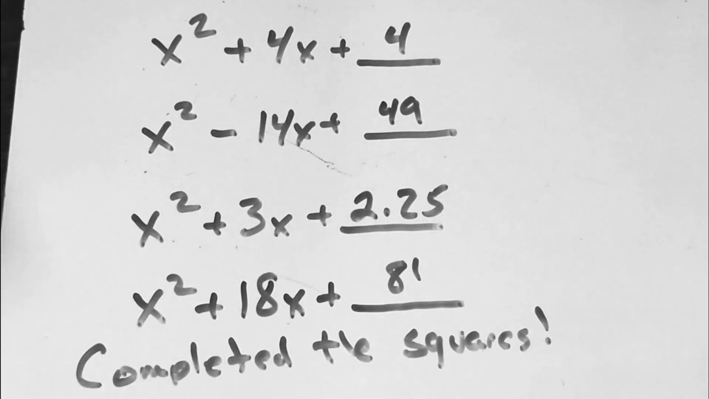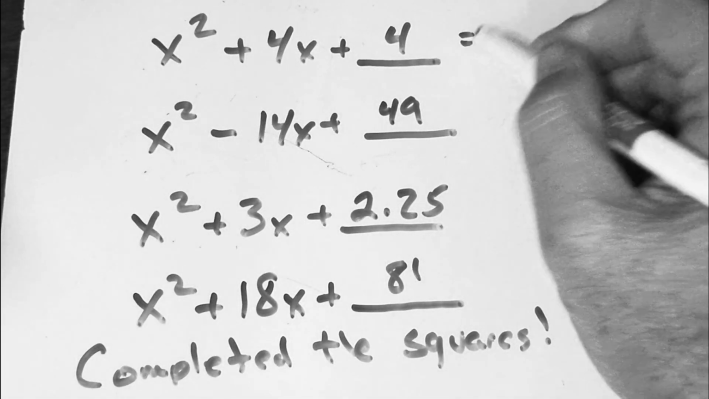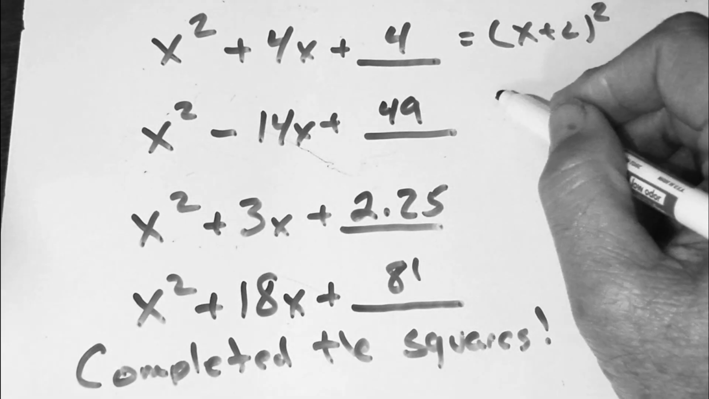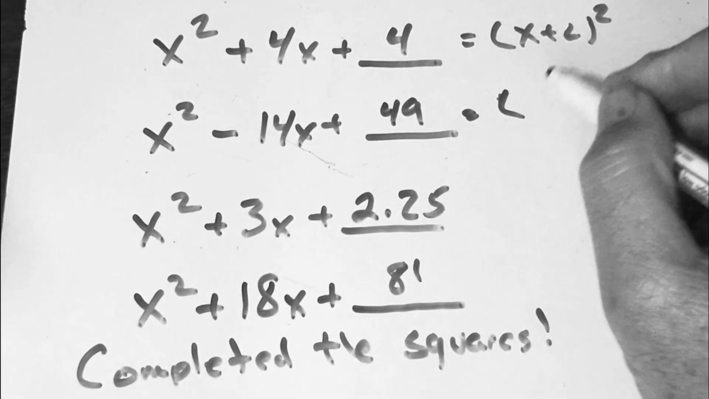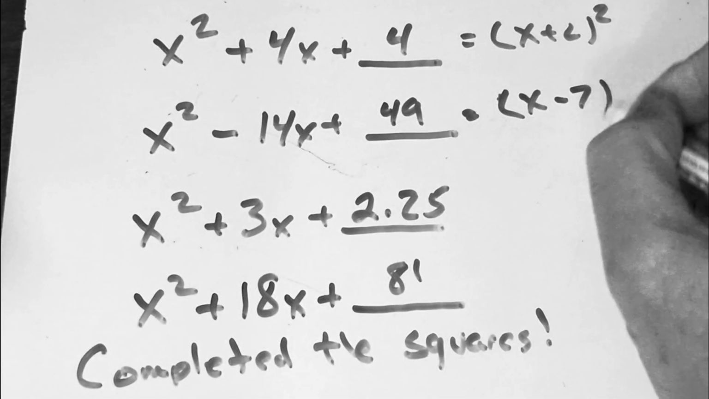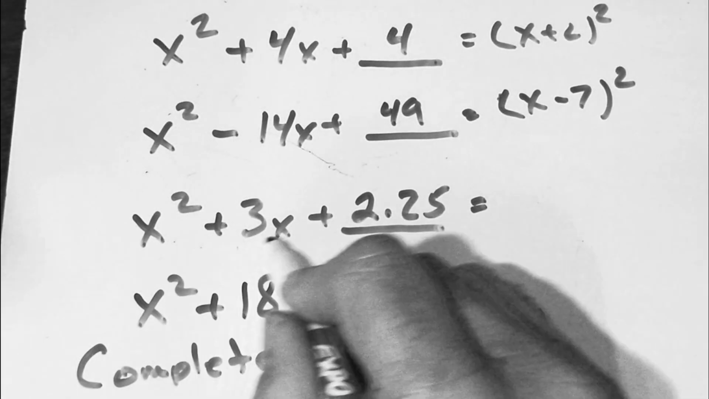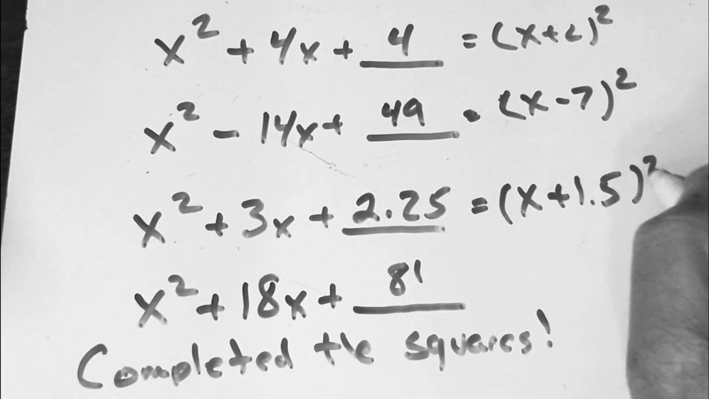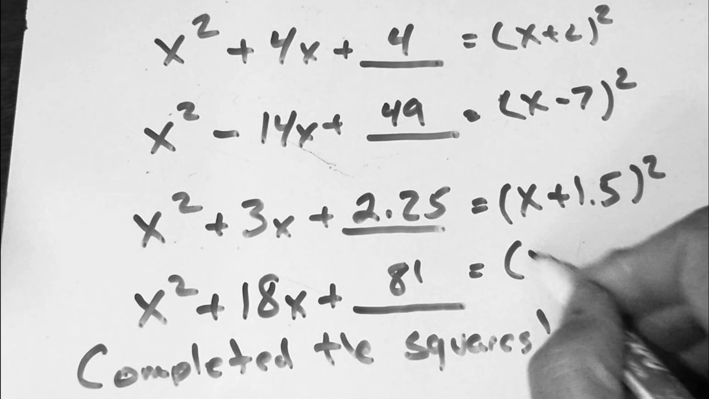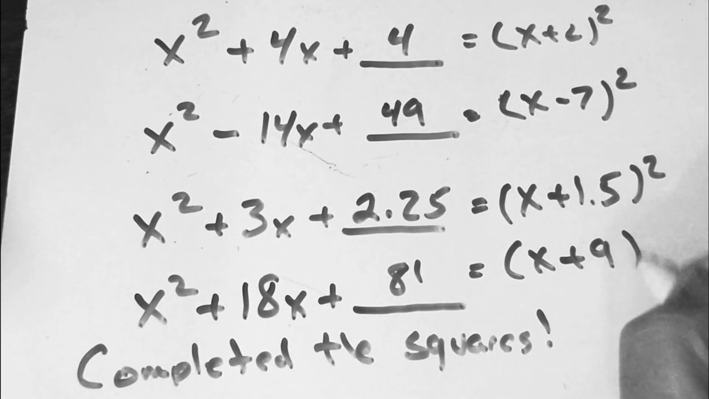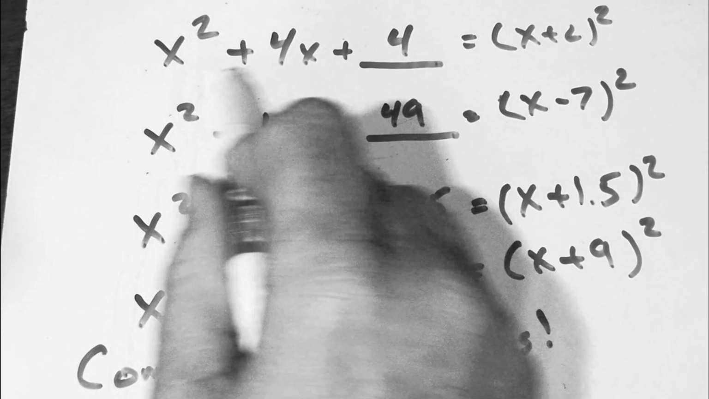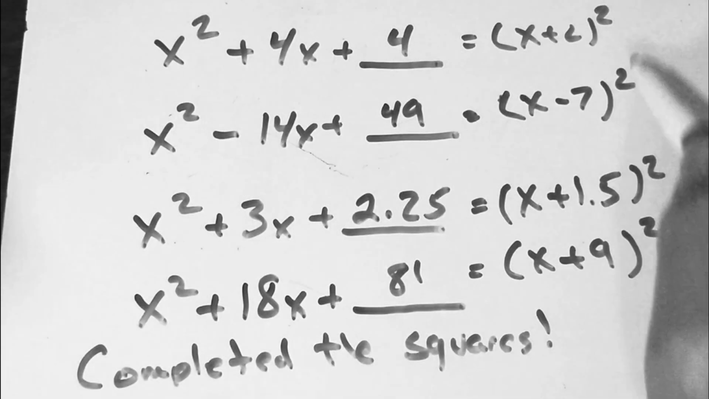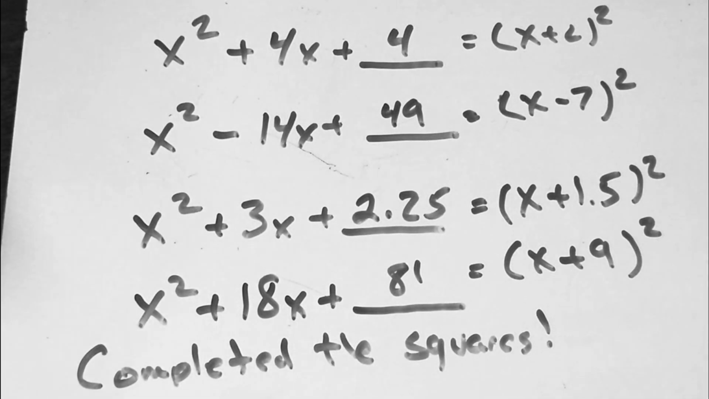Now, once you complete a square, you can go ahead and factor it. x plus 2 squared, because it's half of that. x, take half of that, minus 7 squared. This one would be x plus 1.5 squared. And that would be x plus 9 squared. So what you're going to have to be able to do is take incomplete trinomials and complete their squares so that you can write out these binomial squares like that.